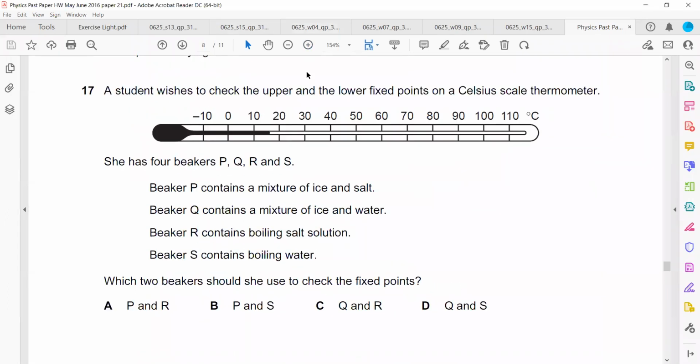Okay, another question. A student, this is a thermometer. A student wishes to check the upper and the lower fixed point. Remember, upper and lower fixed point are not reference to what the thermometer is reading. It is always a fixed number. Upper fixed point means 100 degree and lower fixed point means 0 degree. So it does not have anything to do with whether the thermometer is having that number, but we call upper and lower fixed point because we know these points are always fixed.